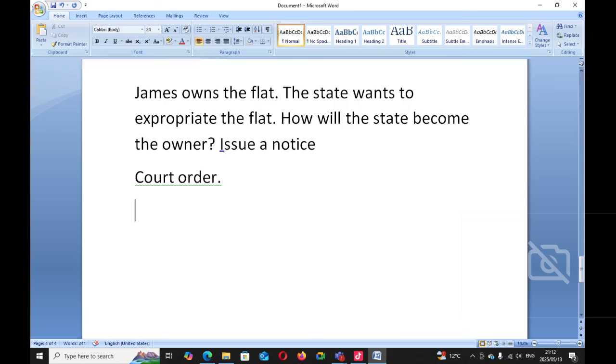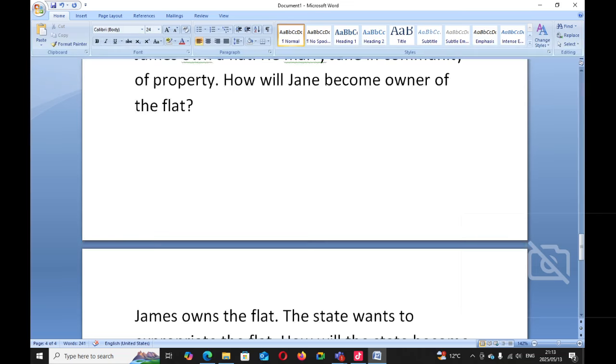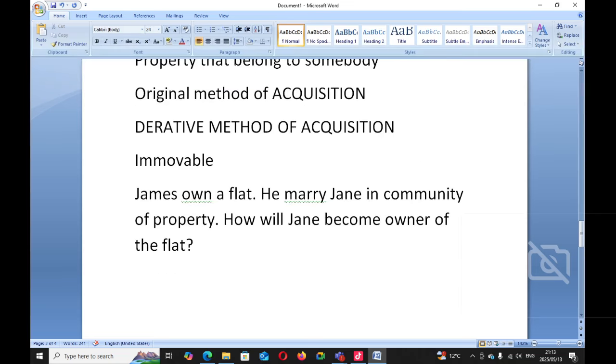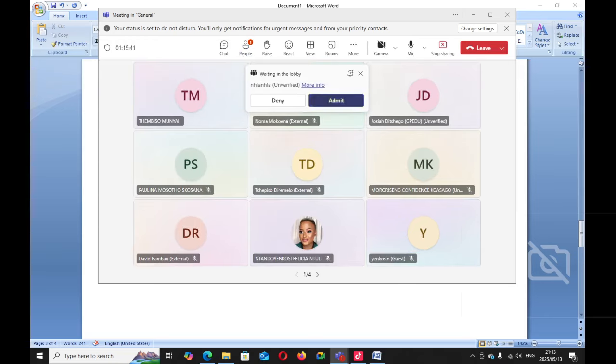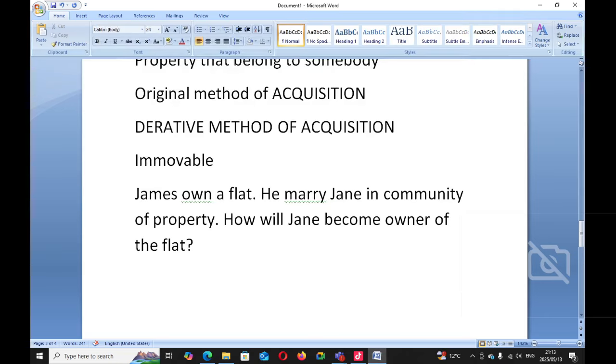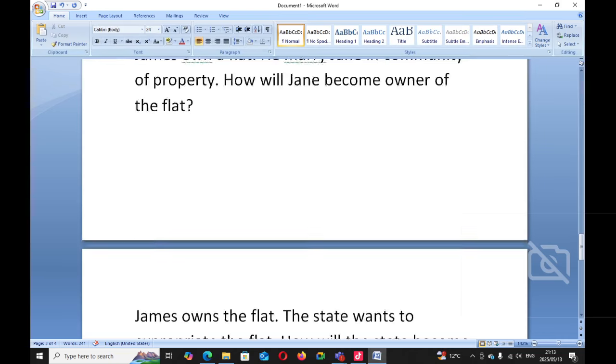Yes. Then the issue of compensation is a procedural one. It has nothing to do with the forfeiting of a property to the state. The state will have already taken the property by then. Now, remember, expropriation is an original method of acquisition. Many people forget this one. When you get into the examination, don't forget, expropriation is an original method of acquisition.